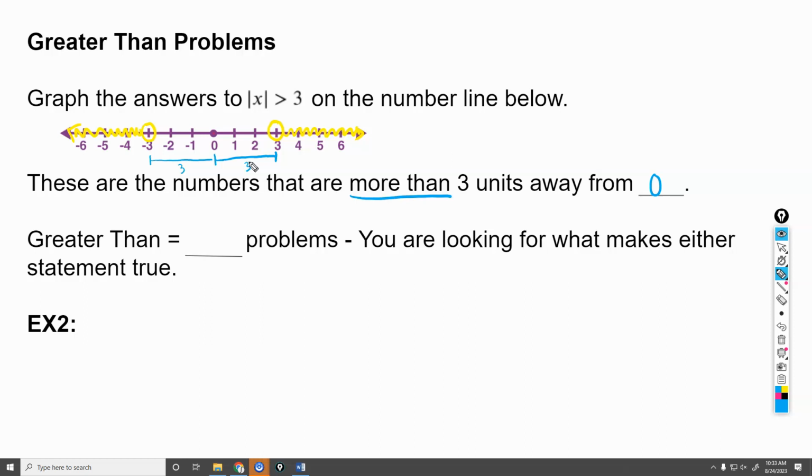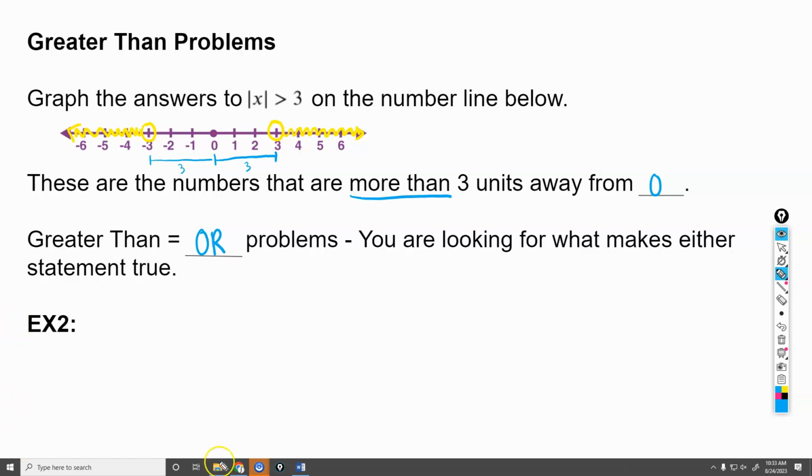Okay? Now, these problems, our greater than problems, are OR problems. They do not overlap in the middle like we saw in the last problem. Usually, if they do overlap, it's going to be all real numbers. It's going to be your answer. Usually, they do not overlap. And you're not going to see those exceptions very often. So, we are looking for what makes either statement true. It does make it a little easier to write your answer on these.